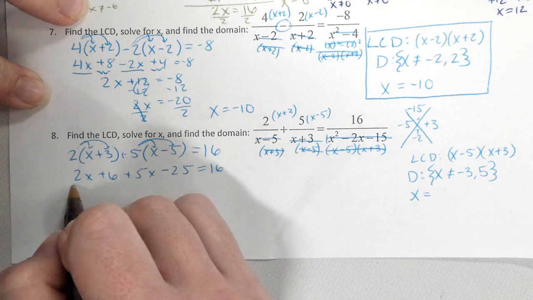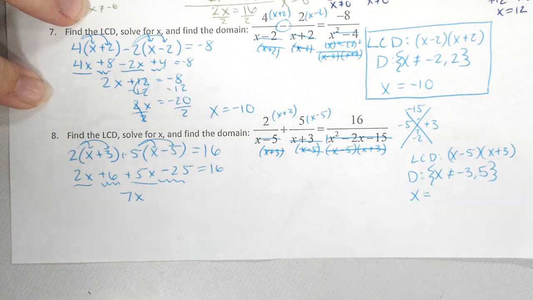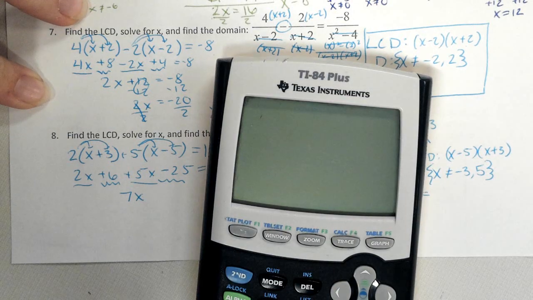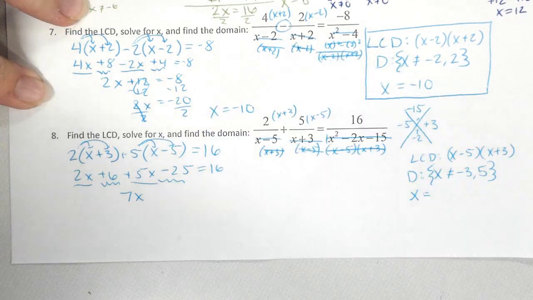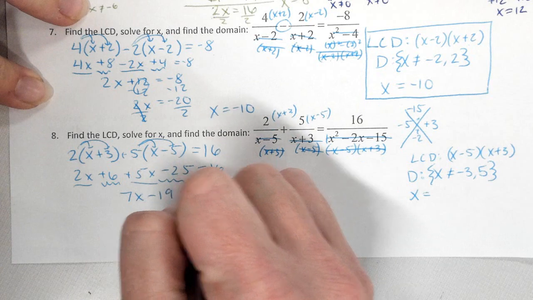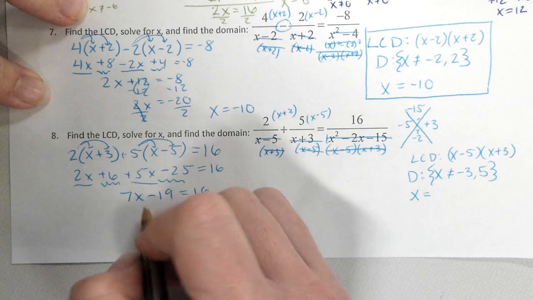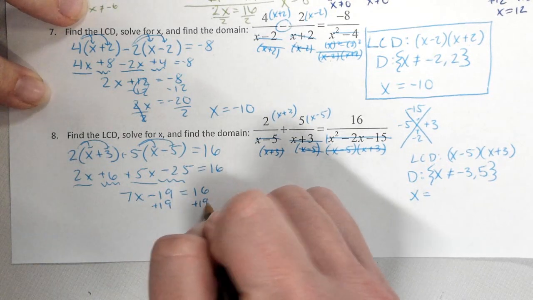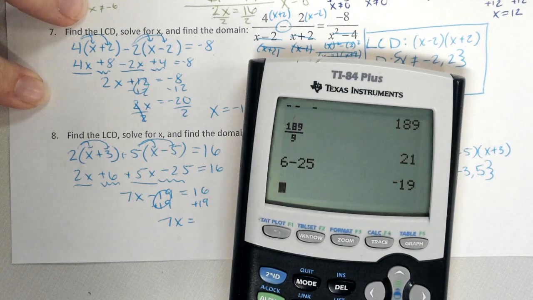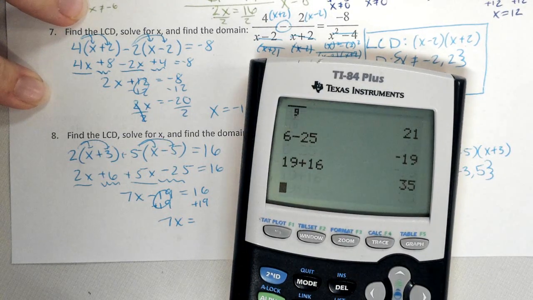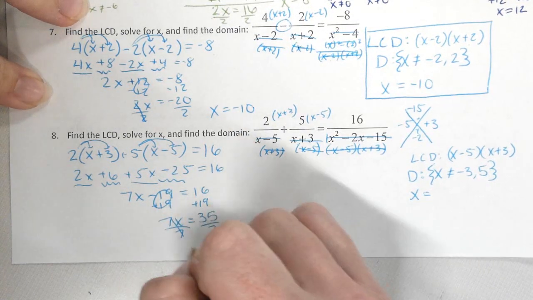And then combine like terms. So I get 7x, and then that gives me, what, negative 19? 6 minus, whoops. Yep, negative 19. Well, I have nothing squared, so I don't need to make it equal 0. I just need to get x by itself. So plus 19, plus 19. That gives me, what, 35, so 19 plus 16, yep. Divide by 7, and I get x equals 5.